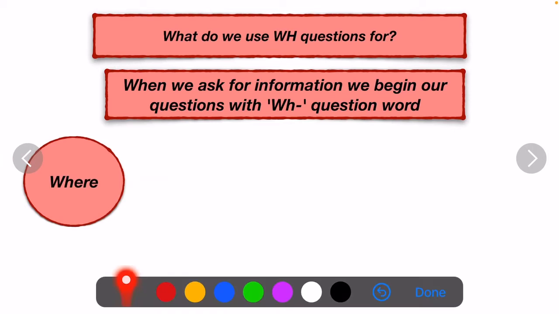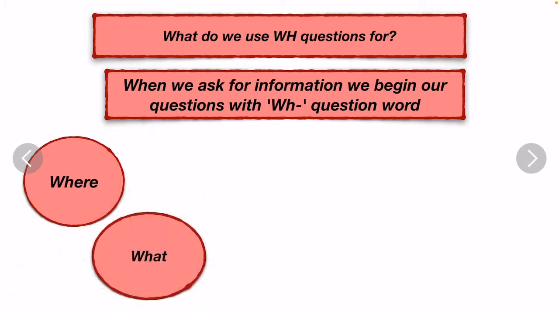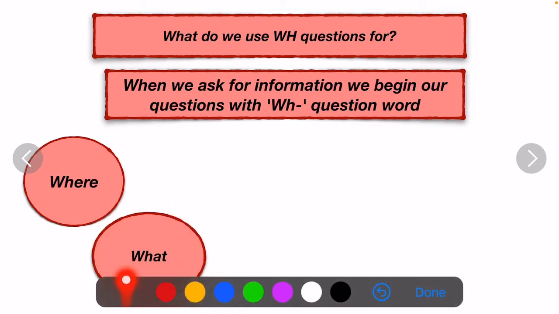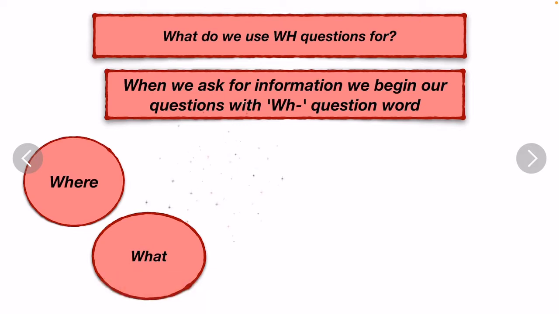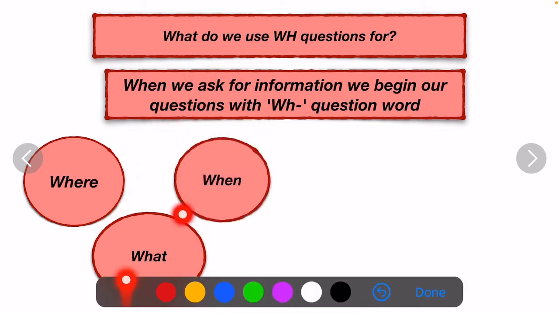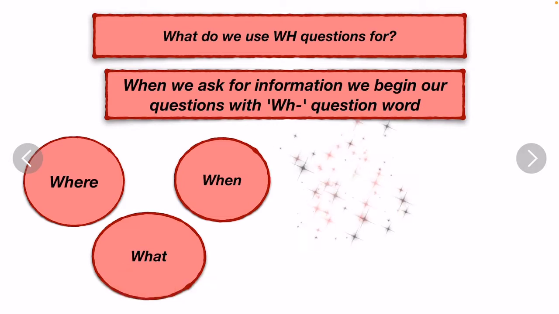The first question word is the word where. We use the word where to ask about places. Example, where is my bag? The second question word is the word what. We use the word what to ask about things. Example, what is your favorite color? The third question word is the word when. We use the word when to ask about a time of an event or an activity. Example, when do you wake up every day?